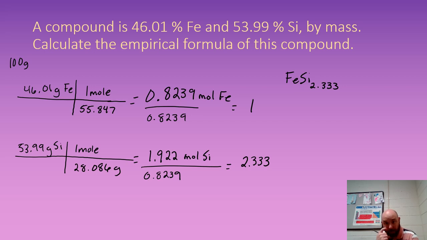If I tried 3, however, I would find that I would get 3 for the iron, so 1 times 3 is 3, and then 2.3333 times 3 would equal 7. And so that's going to be the lowest ratio of whole numbers I can depict for this compound. And so therefore the empirical formula for this compound would be Fe3Si7. Well, that should be a 7 there.